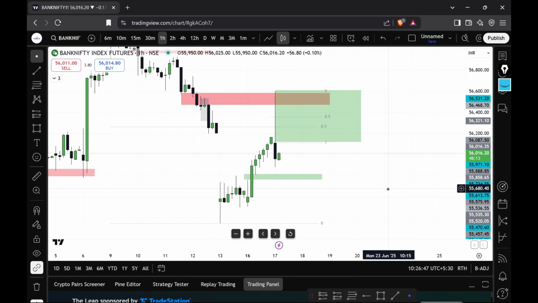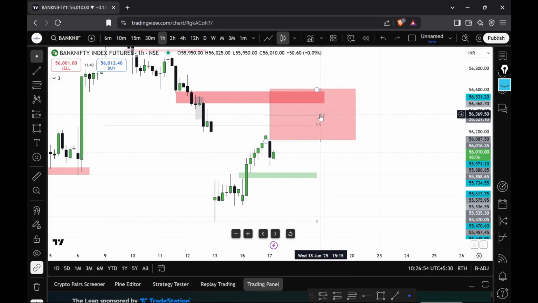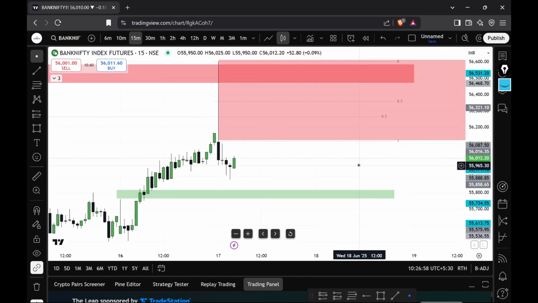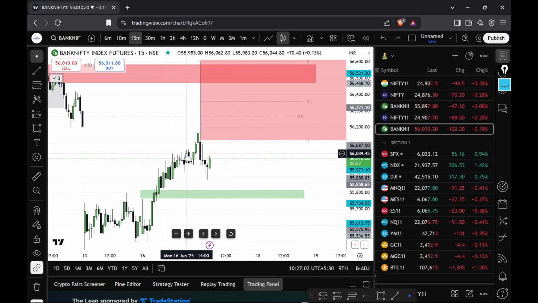So market might take the resistance from rejection block and then can fall down. At least take resistance at the 50% area and then can fall down. So we are not sure. As of now, I'm no more interested in the markets because this is all about bank nifty, guys.